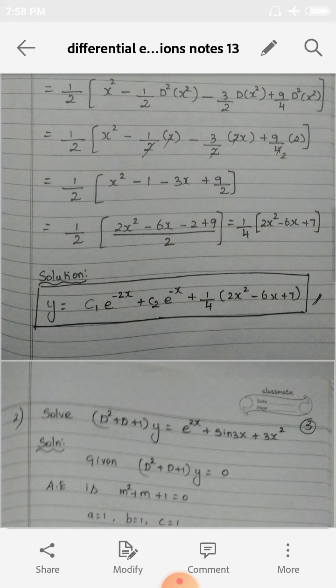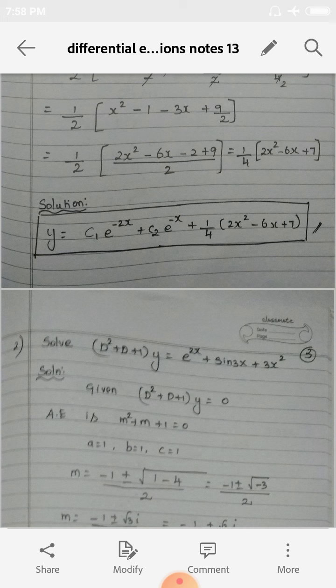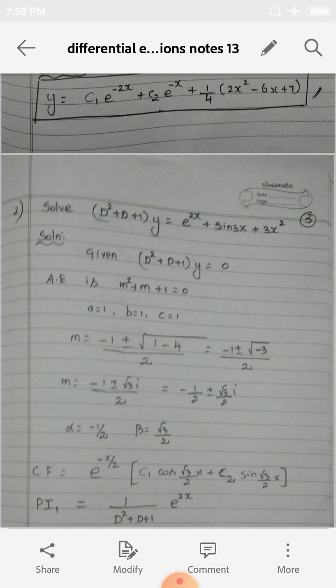Now cancelling the terms, we get 1 by 2 (x square minus 1 minus 3x plus 9 by 2). After taking the LCM and taking the 1 by 2 outside again, we get 1 by 4 into (2x square minus 6x plus 7). So the complete solution y is equal to complementary function plus particular integral. So write the complementary function plus PI, and we get the solution. Clear? Now see the second problem.